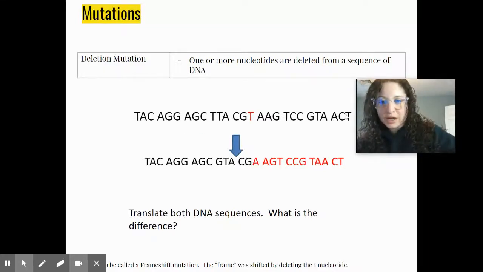So instead of reading our sentence correctly, we're now reading it very incorrectly, where at least 1, 2, 3, 4 codons are coding for a different amino acid. And again, we are left without a stop codon. So again, this could be a very detrimental type of mutation found in the DNA.